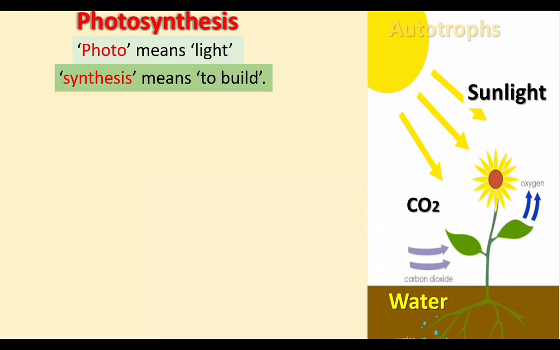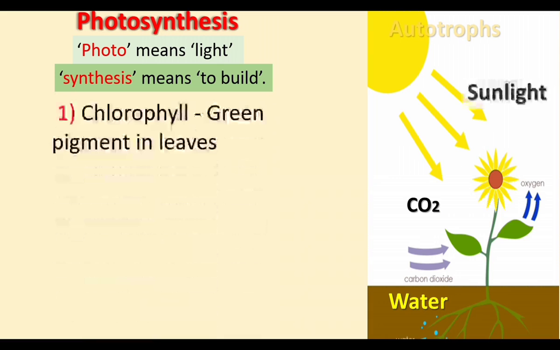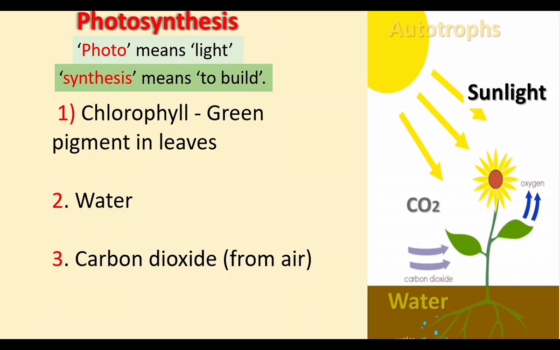Now let us see the things needed for photosynthesis. Chlorophyll. Chlorophyll is a pigment found in leaves. The chlorophyll pigments trap sunlight. Water is absorbed by the root system from the soil. Carbon dioxide is taken from the atmosphere. Sunlight is naturally available. Sunlight, carbon dioxide, water, and chlorophyll are the materials needed for photosynthesis.